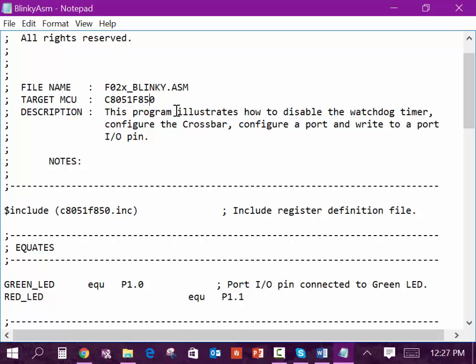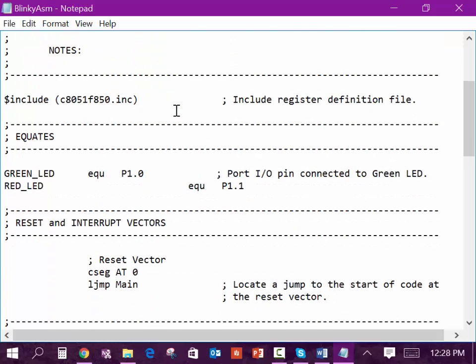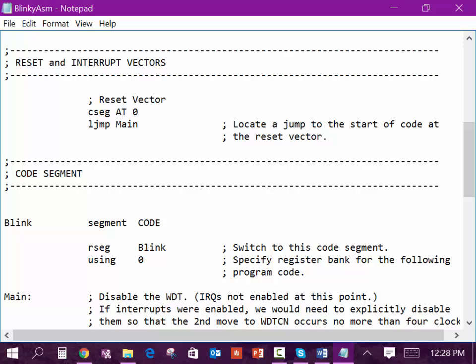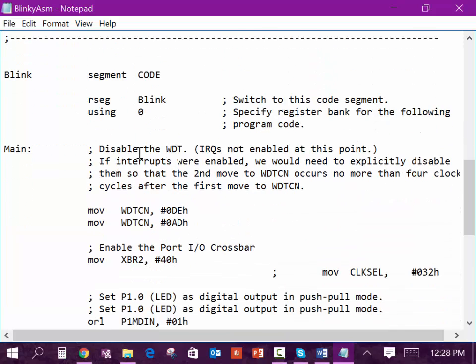I took this lab from another lab, but we include the 8051 F850. Here we had a couple of LEDs. We're not going to use those this time, so you can comment those two lines out. You need to have this line where you set the CSEG at 0 and long jump to main. That's not in the lab description, but you need to add those lines. Just call it multiply 8 or whatever you want to call it. RSEG blank using 0.